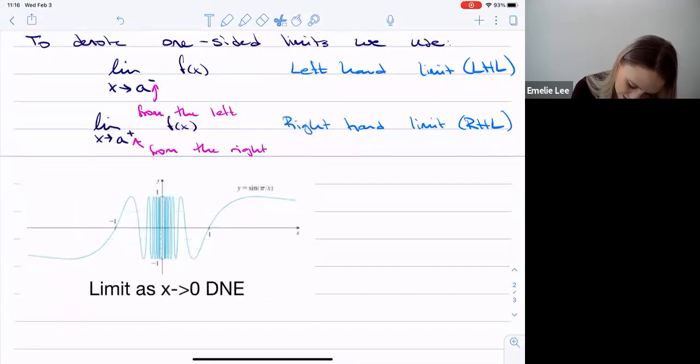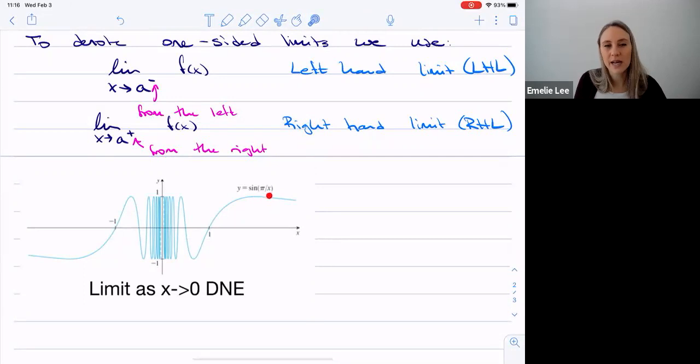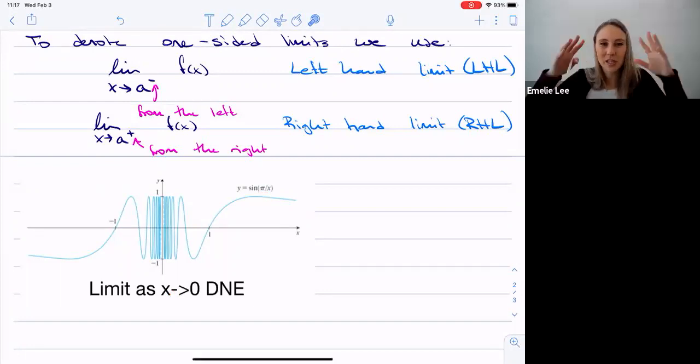Okay, so what happens when you have sine of anything over x? Really, the limit doesn't exist as you get closer to 0, because as x gets closer to 0, you're dividing by this really, really small number, and it just starts oscillating faster and faster and faster.